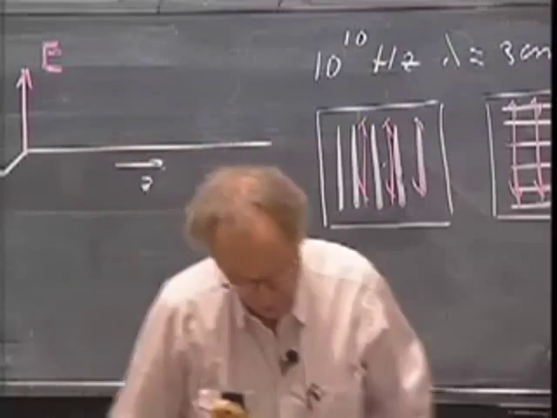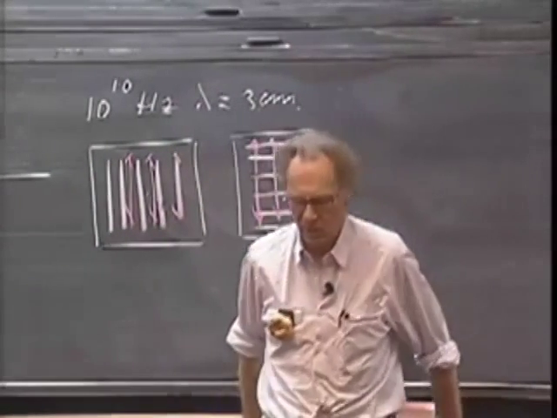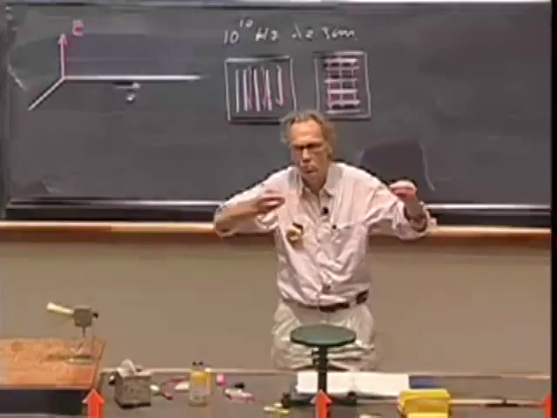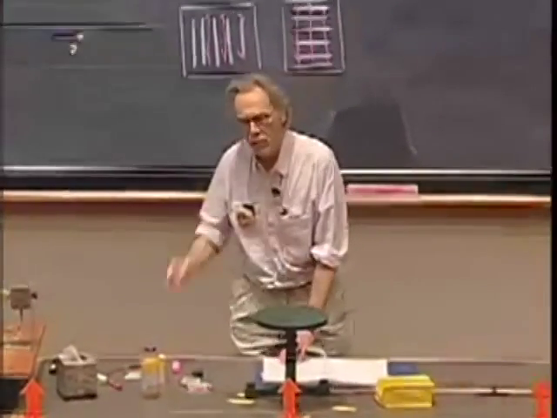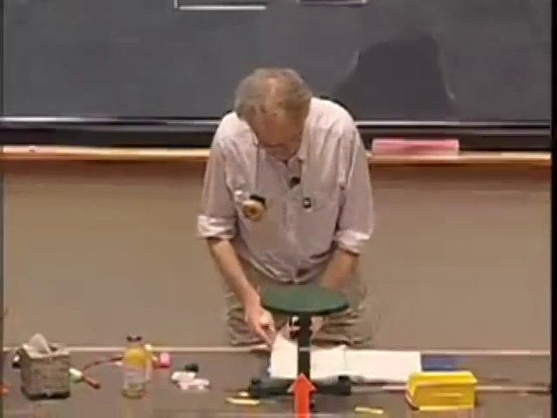And so this may give you some thoughts about how the optical polarizers work. What they do is they align strings of molecules in such a way that you get a behavior not unlike this, these metal bars.